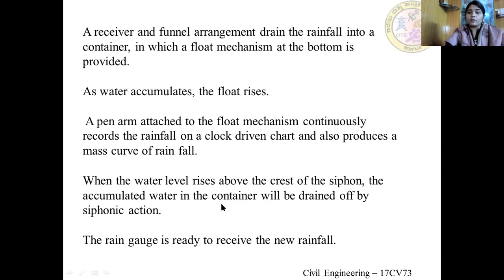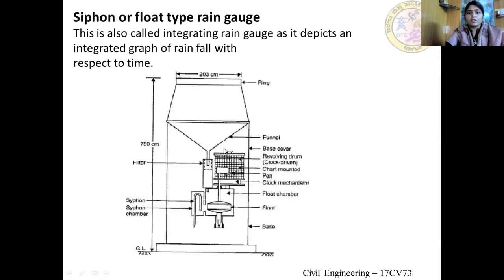So when this water level rises above the crest of the siphon, the accumulated water in the container will be drained off by siphonic action. The rain gauge is ready to receive the new rainfall. So let me show you all this diagram.